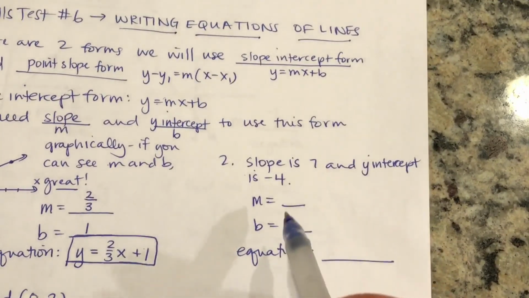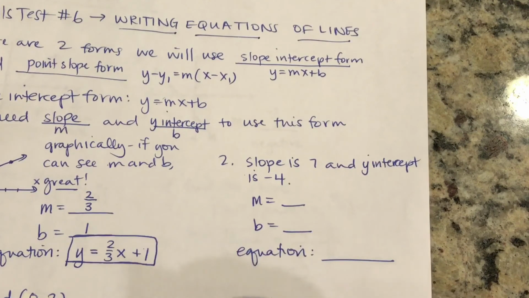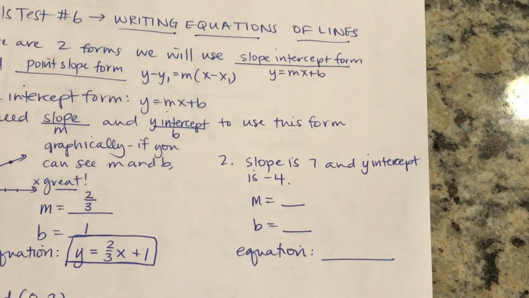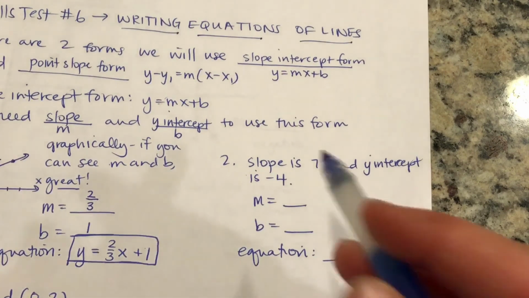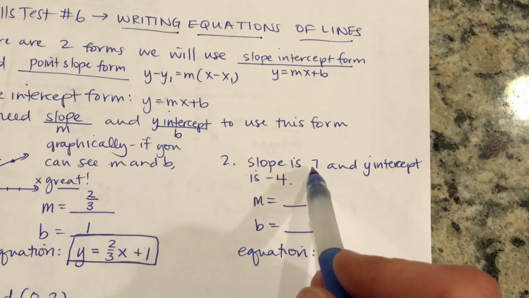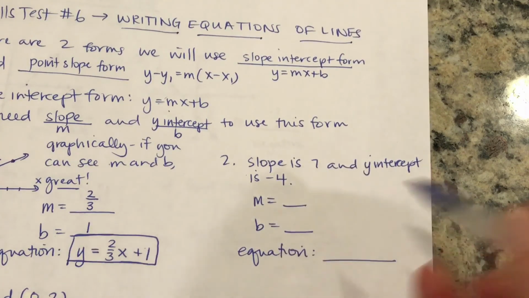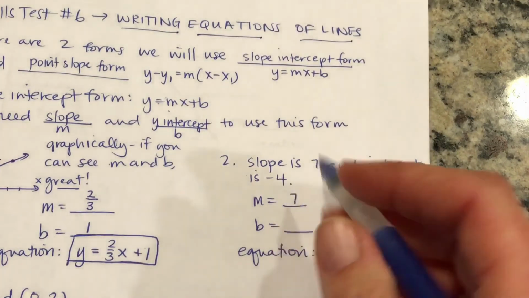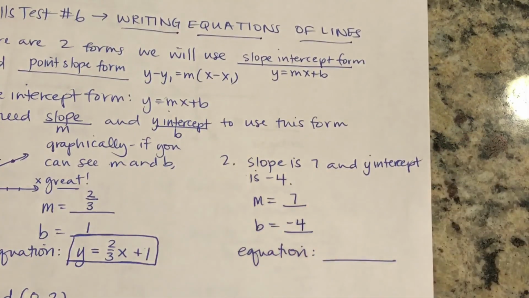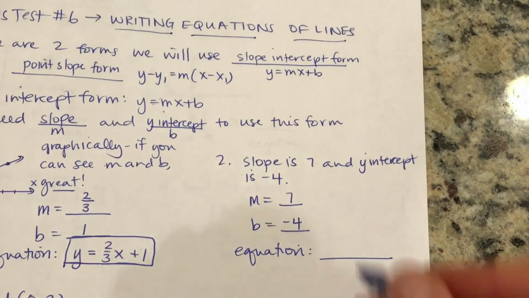All right, now I'm asking you to do the same thing over and over again, but I'm going to be giving you different pieces of information. Over here in example 1, I gave you a graph. Here in example 2, I'm going to tell you what the slope is, and I'm going to tell you what the y-intercept is. So if I tell you the slope is 7, then m is equal to 7. And if I tell you the y-intercept is -4, then you know that b equals -4. So how do you write the equation?